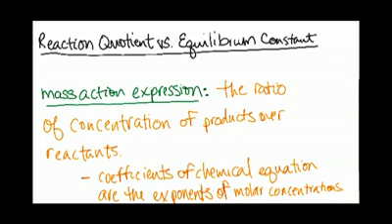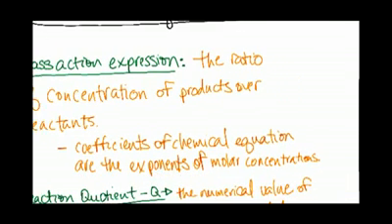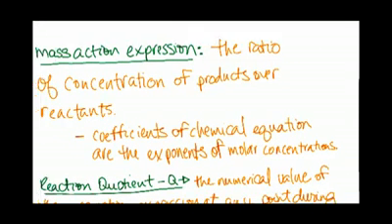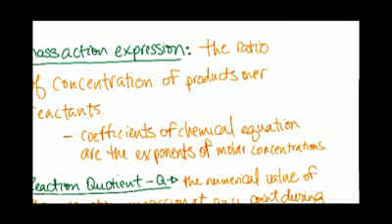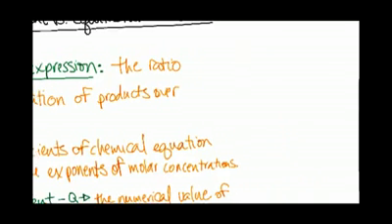Today we're going to be looking at the reaction quotient versus the equilibrium constant. Well, if we were to look at a chemical equation, we could derive something called a mass-action expression, which is the ratio of the concentration of products over the reactants, in which the coefficients of the chemical equations are the exponents of the molar concentrations. So what do I mean by that?